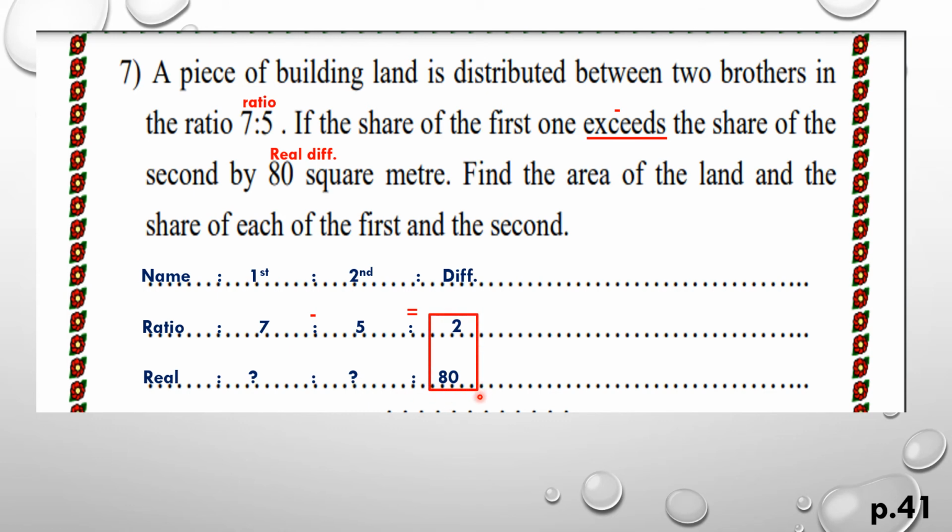Here is our completed column. Let's find the share of the first and the second. First equals 80 times 7 over 2 equals 280 square meter. Second equals 80 times 5 over 2 equals 200 square meter.